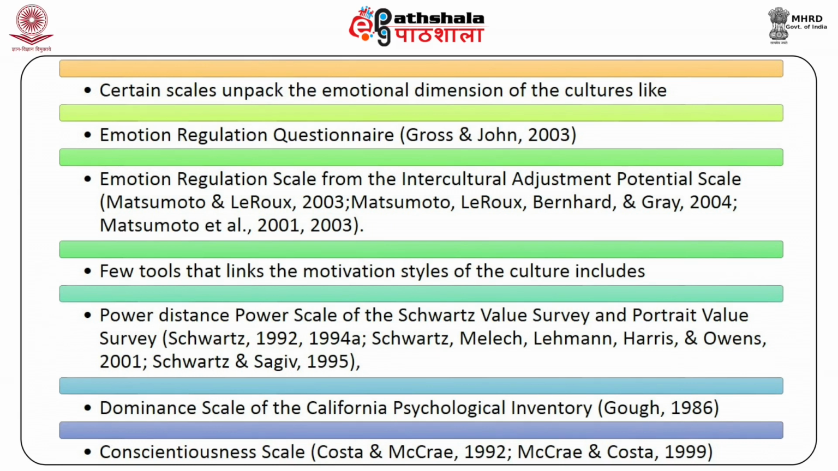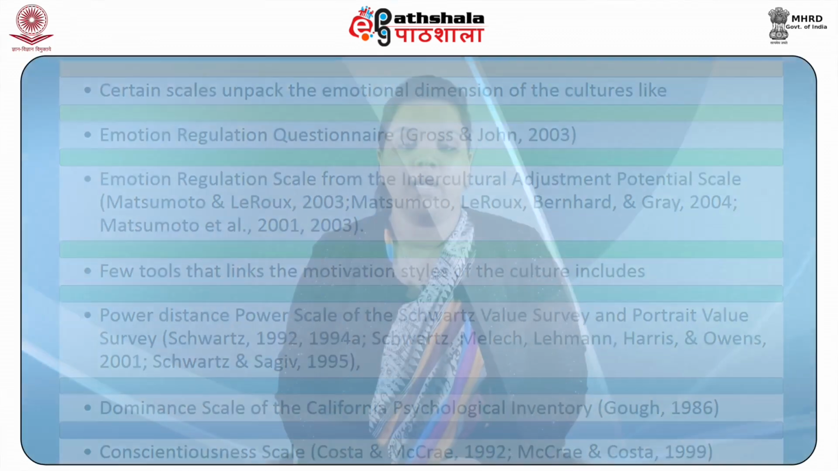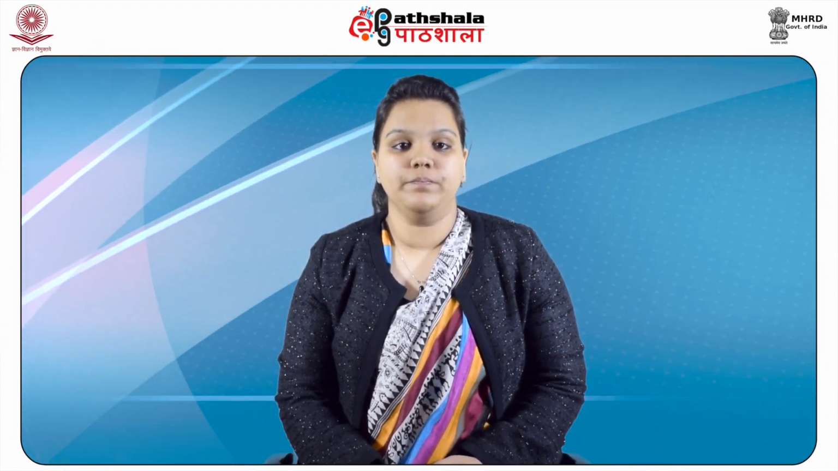Emotion Regulation Scale is extracted from the Intercultural Adjustment Potential Scale. A few tools that link the motivation scales of the culture include the Power Distance, the Power Scale of the Schwartz Value Survey and Portrait Value Survey, the Dominance Scale of the California Psychological Inventory, and the Conscientiousness Scale. A few of the methodological issues that one confronts in performing these studies relate to conceptualization of the variables so that they can be commonly understood in all cultures.